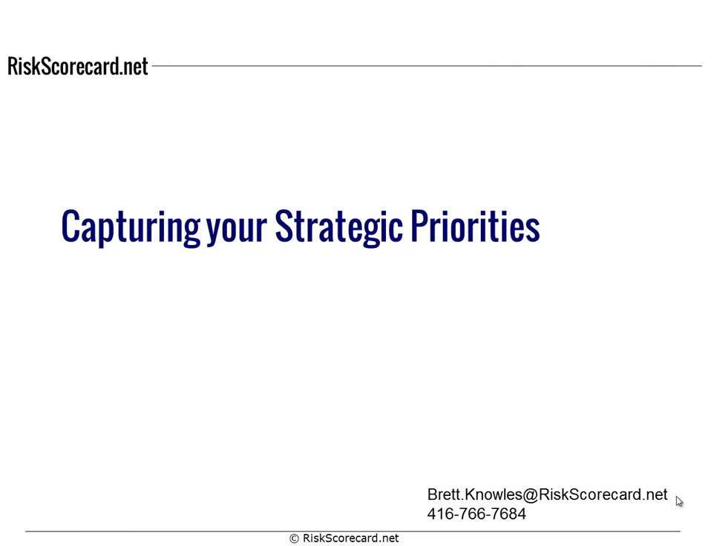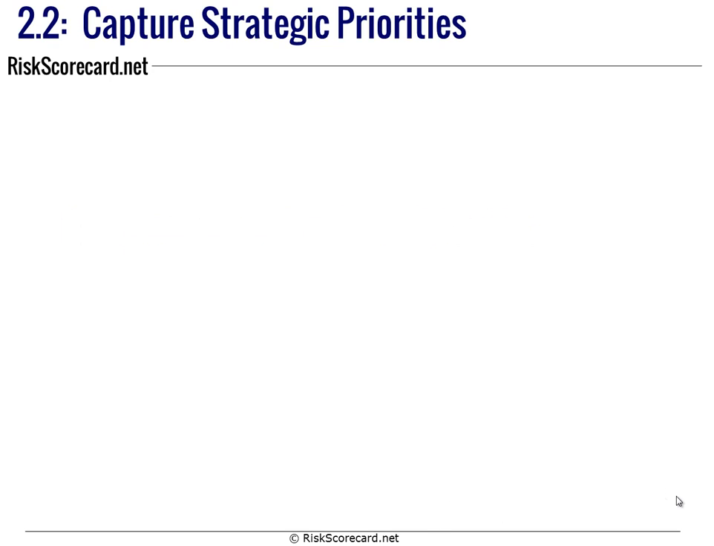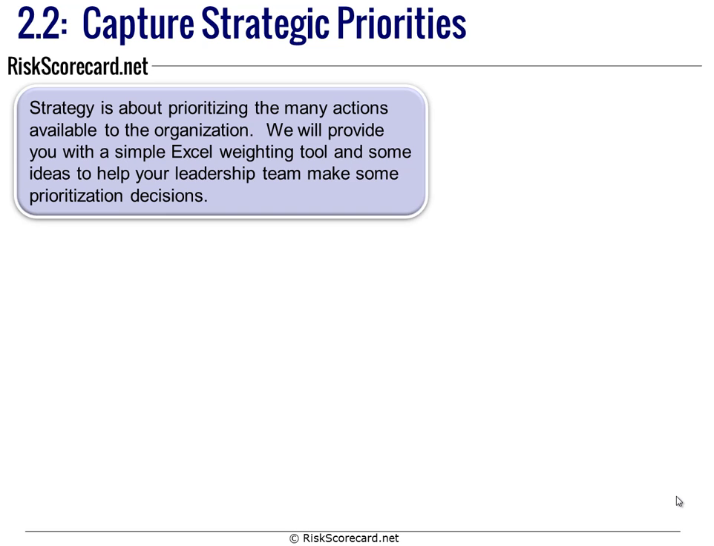So this is an overview of how you can work with your organization to surface and capture what their strategic priorities are. Now, strategy is about prioritizing the many actions which are available to the organization. We're going to provide you with some simple Excel tools to help surface what those look like. But at the end of the day, this is a conversation amongst the leadership team that surfaces the true priorities.